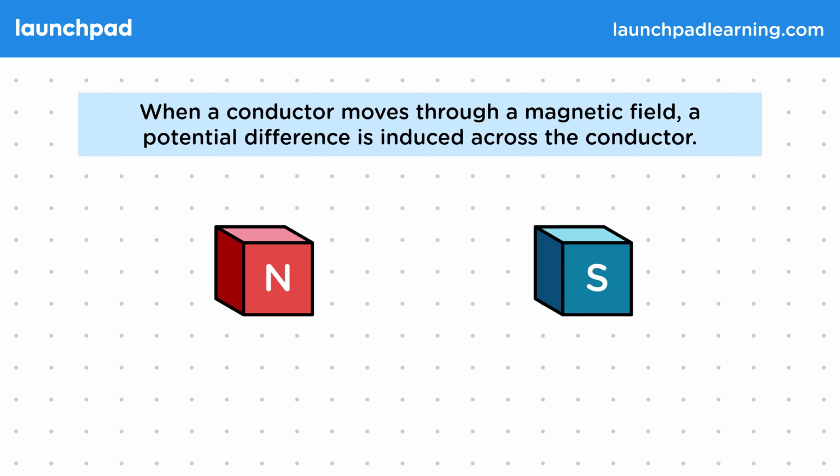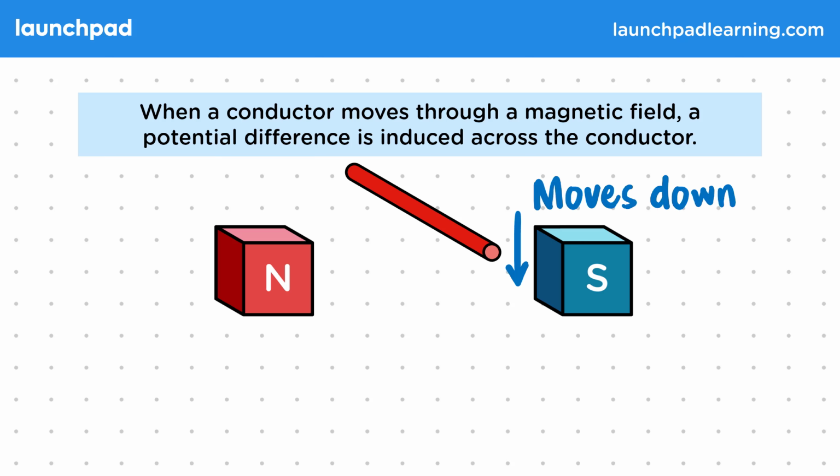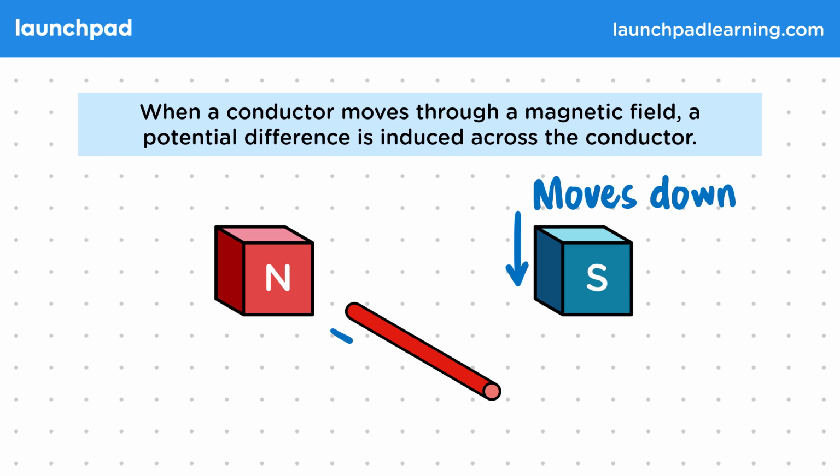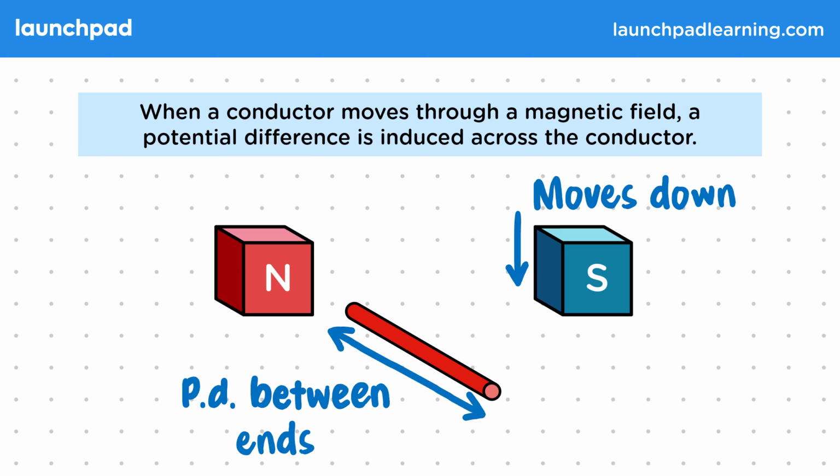This tells us that magnetic materials will experience a force in this region. But these field lines are important for another reason. If we move this conductor down between the magnets, it will cut across the field lines. You don't need to know why at GCSE, but this results in there being a potential difference between the ends of the conductor. Remember that we can abbreviate potential difference as PD, and this potential difference would allow a current to flow if this conductor was part of a circuit.